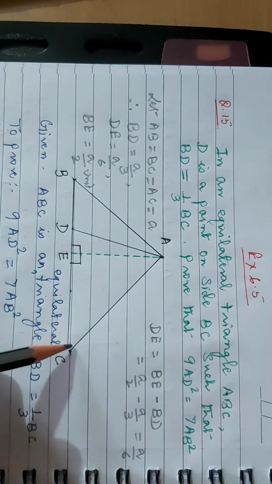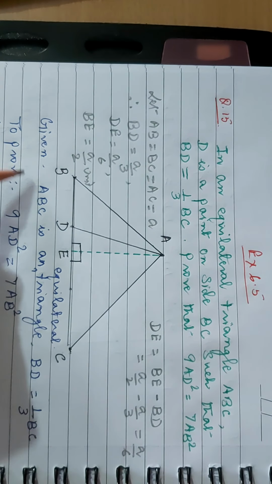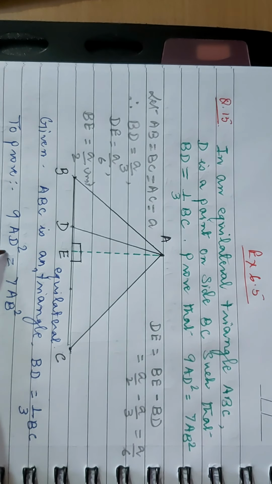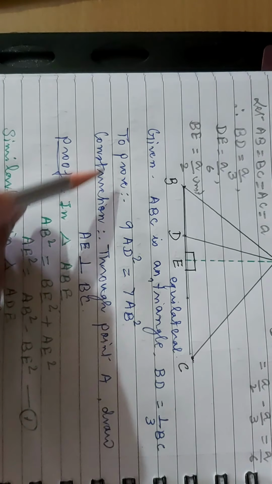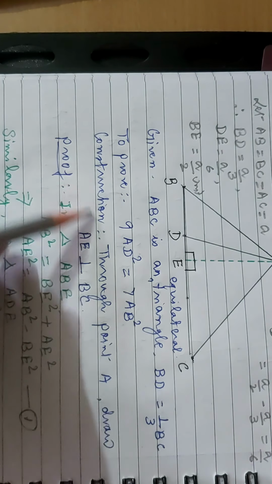Prove that 9AD square is equal to 7AB square. This is what you have to prove. So given: in triangle ABC, ABC is an equilateral triangle, BD is equal to 1/3 of BC. To prove: 9AD square is equal to 7AB square. Here we are going to do one construction.